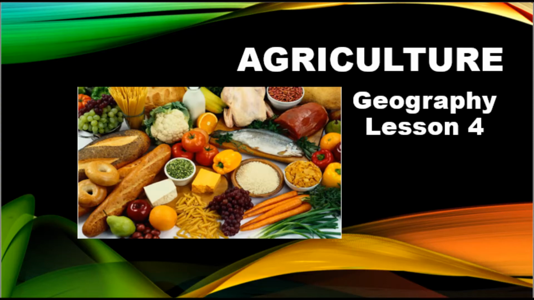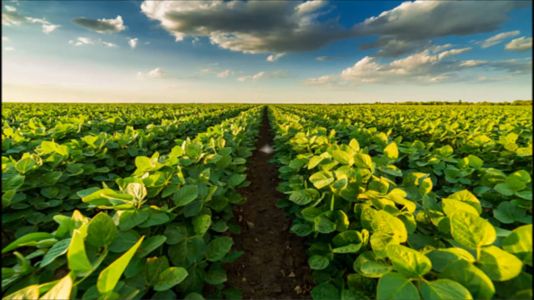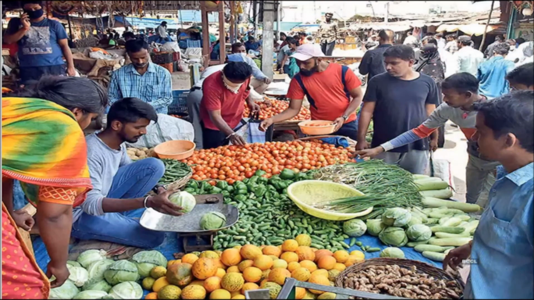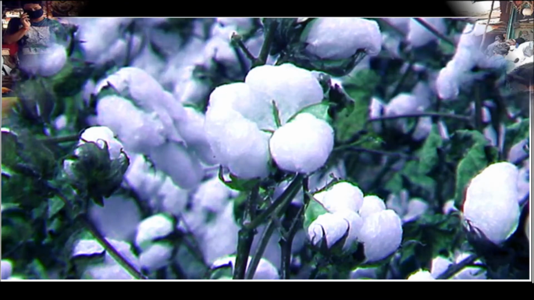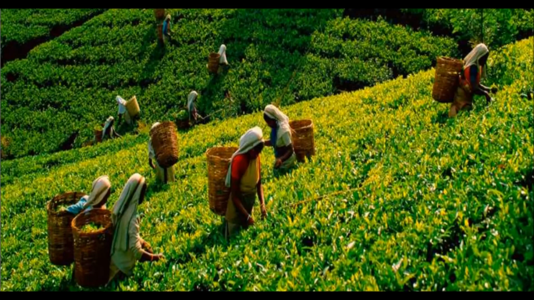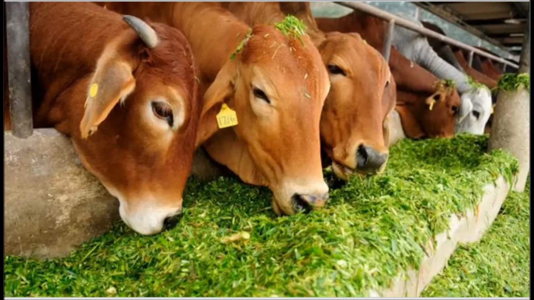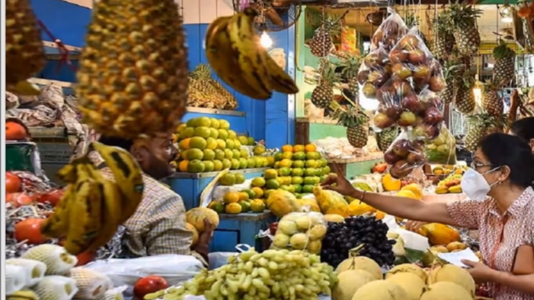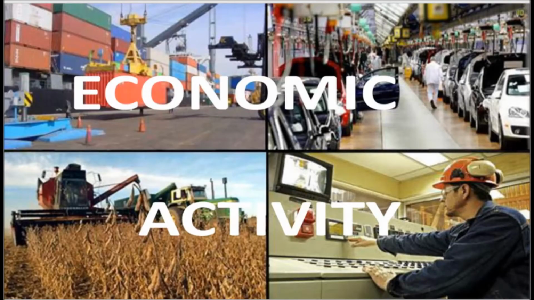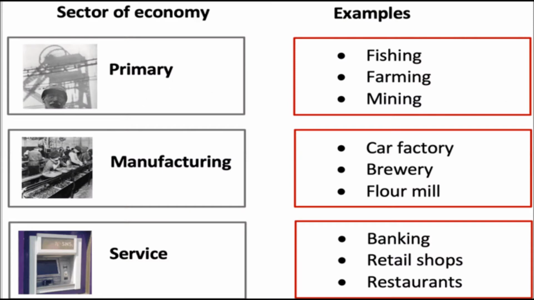You all know that agriculture is a science as well as the art of cultivation of food crops, fiber crops, cash crops, oil seeds, and rearing livestock. In this lesson, we are going to learn about the three economic activities. There are three major economic activities: the primary activity, the secondary activity, and the tertiary activity.